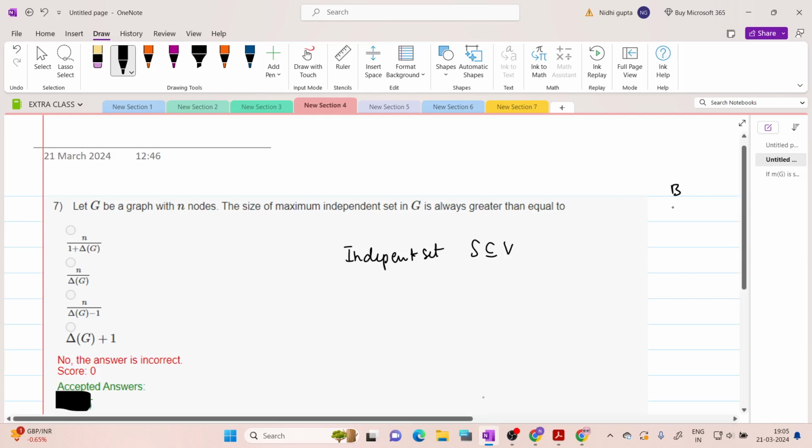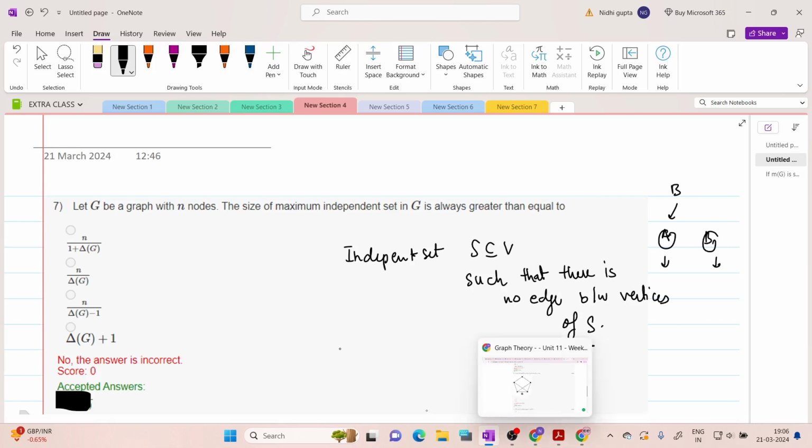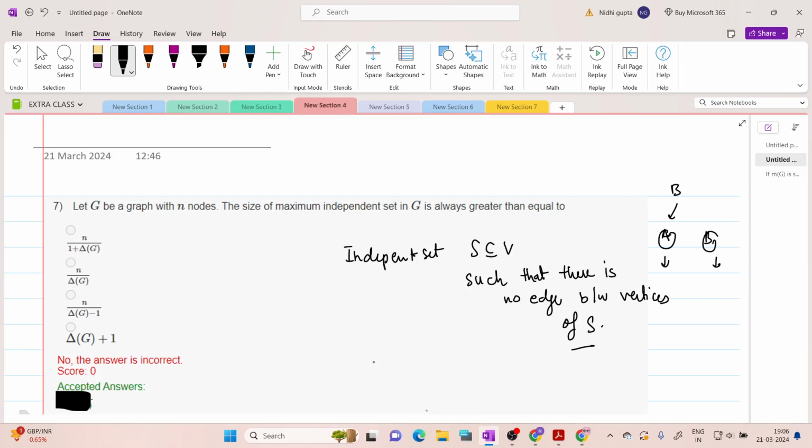So in a bipartite graph, when you have partition A and partition B, A is independent and B is also independent. A set S of vertices such that there is no edge between vertices of S. So we'll see that the answer for this one is the first one.